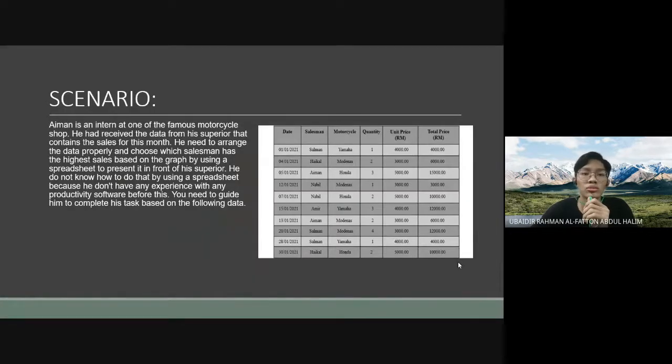So to do the spreadsheet, firstly, here is the scenario. Aiman is an intern at one of the most famous motorcycle shops. He has received data from his superior that contains the sales for this month. He needs to arrange the data properly and choose which salesman has the highest sales based on the graph, by using a spreadsheet to present it in front of his superior. He does not know how to do that because he doesn't have any experience with any productivity software before this. So you need to guide him to complete his task based on the following data. So here is the data that the superior gave to Aiman.